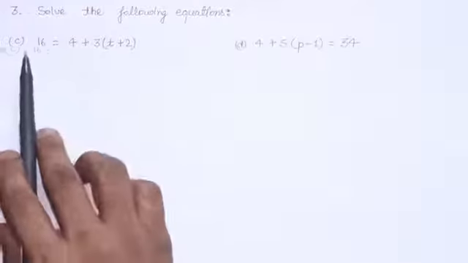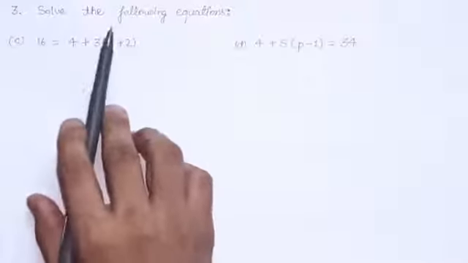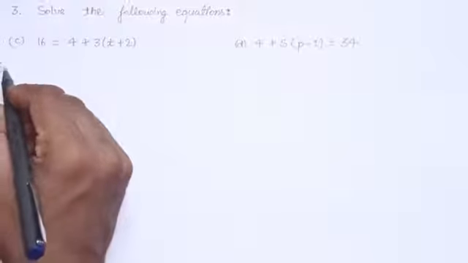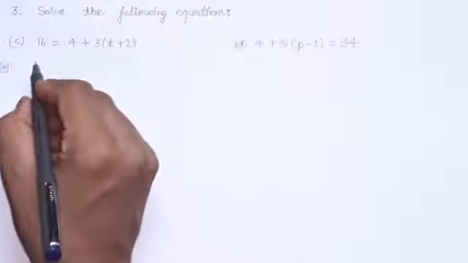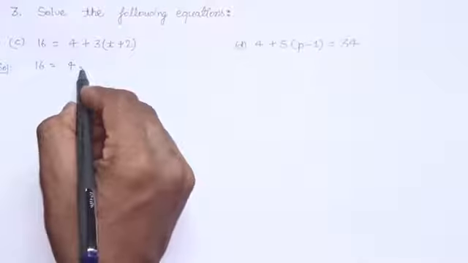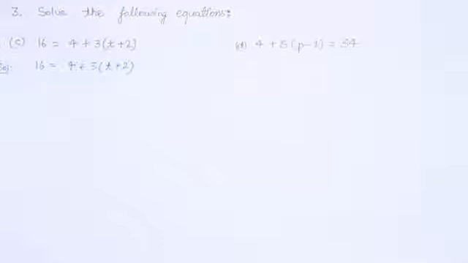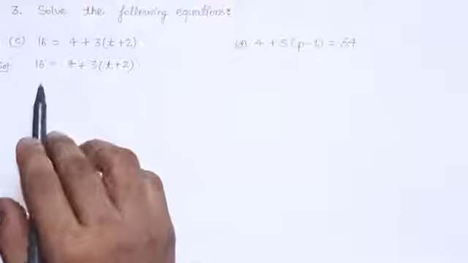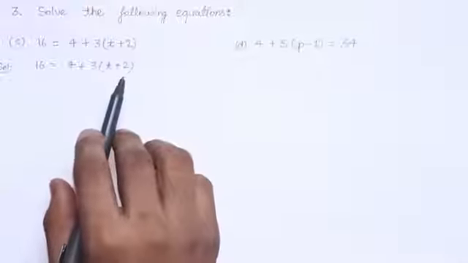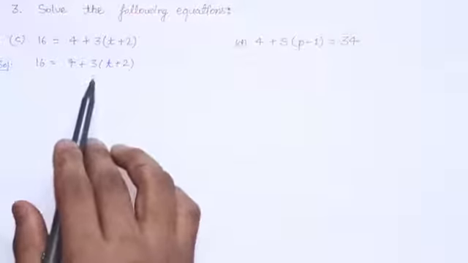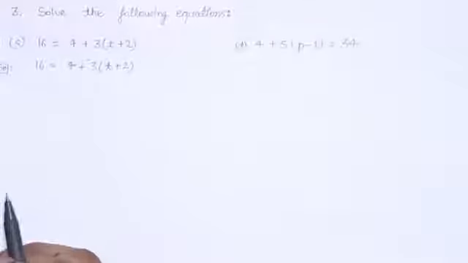In the same way, third question from exercise 4.3, we have: solve the following equations, and we have these two parts. So let us solve each of these one by one. So here you can see that we have given 16 equals 4 plus 3 times (t plus 2), where t is the variable. Now students, you know that here 16 is the LHS and 4 plus 3 times (t plus 2) is the RHS. And also you know that if we interchange LHS and RHS, then there is no effect on the equation. So let us interchange the LHS and RHS in this equation for our convenience.